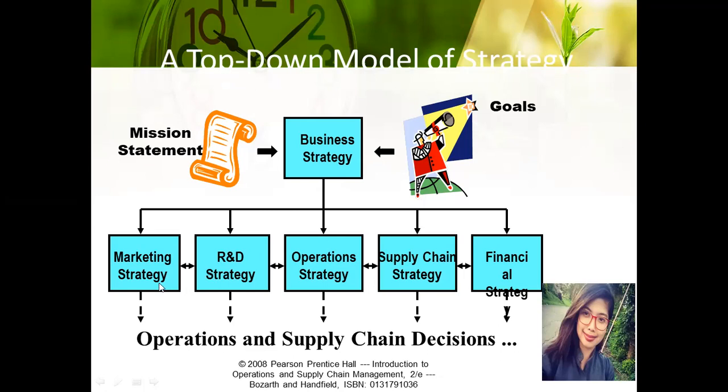The marketing strategy goes back and forth with the research and development strategy, as the research and development strategy goes back and forth with the operations strategy. The operations strategy does the same with the supply chain strategy, and then the supply chain strategy also has this movement going in and out with the financial strategy. And then all of these strategies contribute to the operations and supply chain decisions.